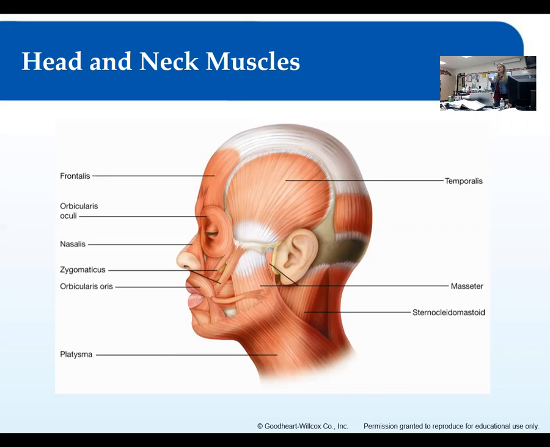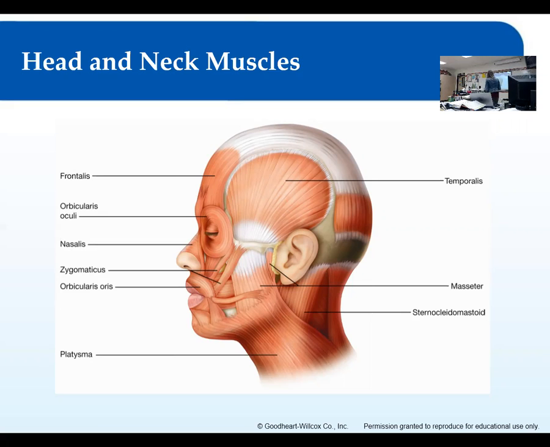Sternocleidomastoid. The names will tell you a lot about where they are, right? So sternocleidomastoid, what do you hear? Sternum. Okay, so it attaches up the sternum in the front. And then it originates where? Mastoid. Where's your mastoid process? Right under here. So that's where it goes. That's the direction it travels.